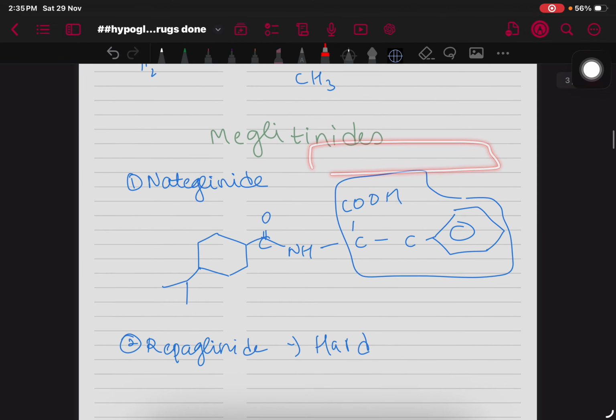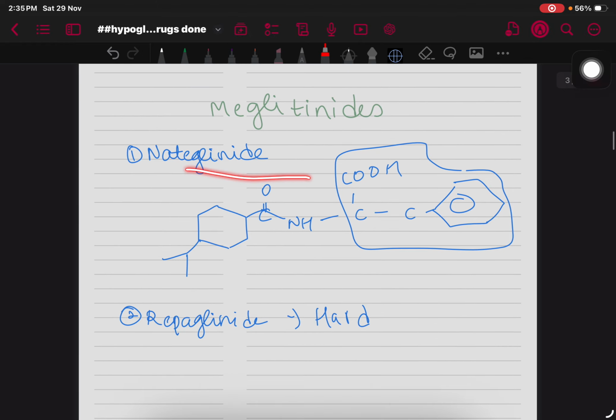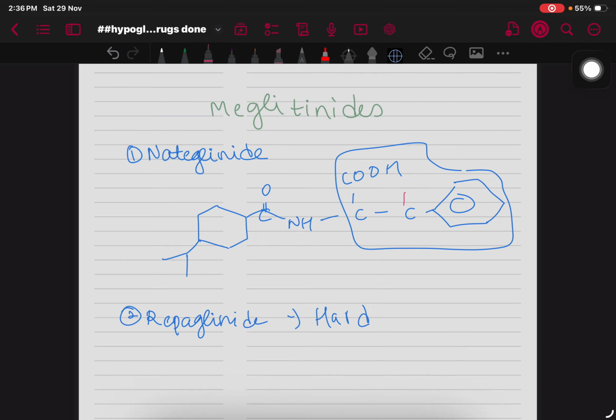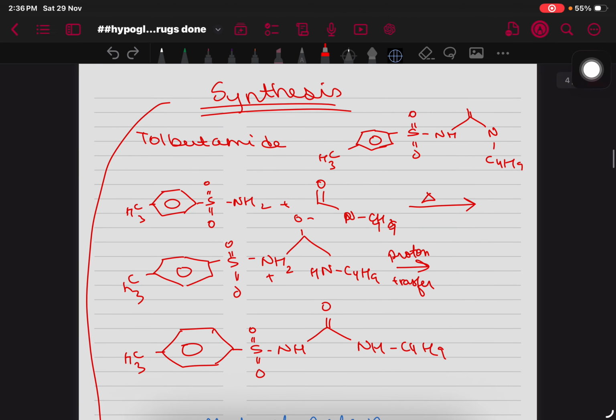Then we have the meglitinides. In meglitinides we have nateglinide. This is a large structure, and you can remember it by dividing it into parts. You have first benzene, C2, H, like this. Then you have repaglinide, which has a hard structure, so you don't need to remember it.